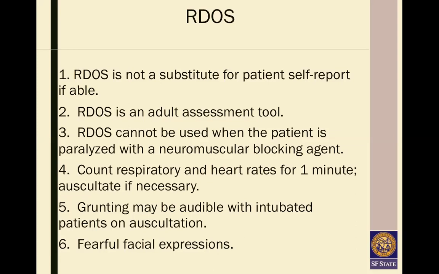It is only an adult assessment tool, obviously based on what it says for the respiratory rate and heart rate. That is not for a child, so it's only for adults. It can't be used when a patient is paralyzed or has a neuromuscular blocking agent. And when you do count the respiratory rate and heart rate, it's for 1 minute. And you can actually hear grunting in intubated patients too. So don't just assume that because they're intubated, you may not hear it. And as we said, fearful expressions are also something to watch for.